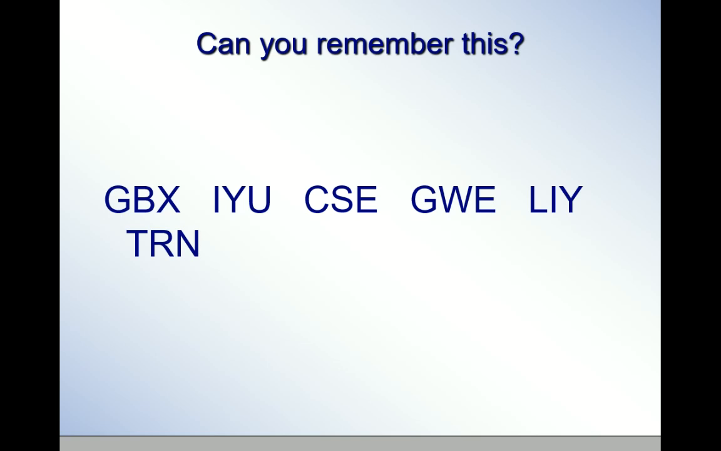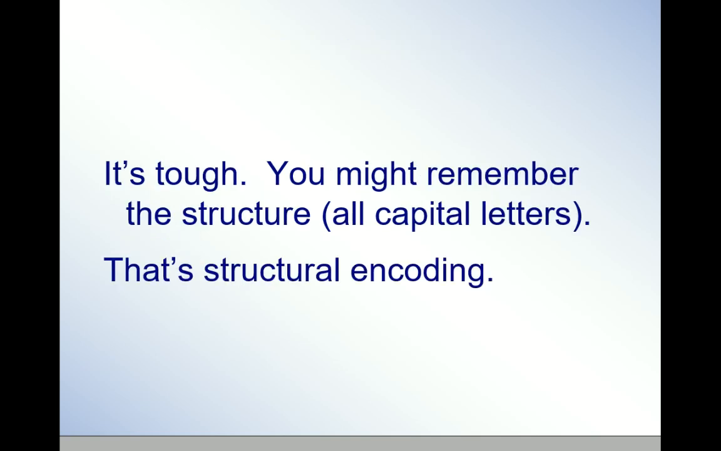Because there's no sound, there's no meaning, there's none of that stuff. You may remember that it's all capital letters, you may remember that it's all trios, but it's really hard to remember because it's a bunch of meaningless garbage that you really can't say. So that's what we call structural encoding. You remember the structure. You don't need to write this down.